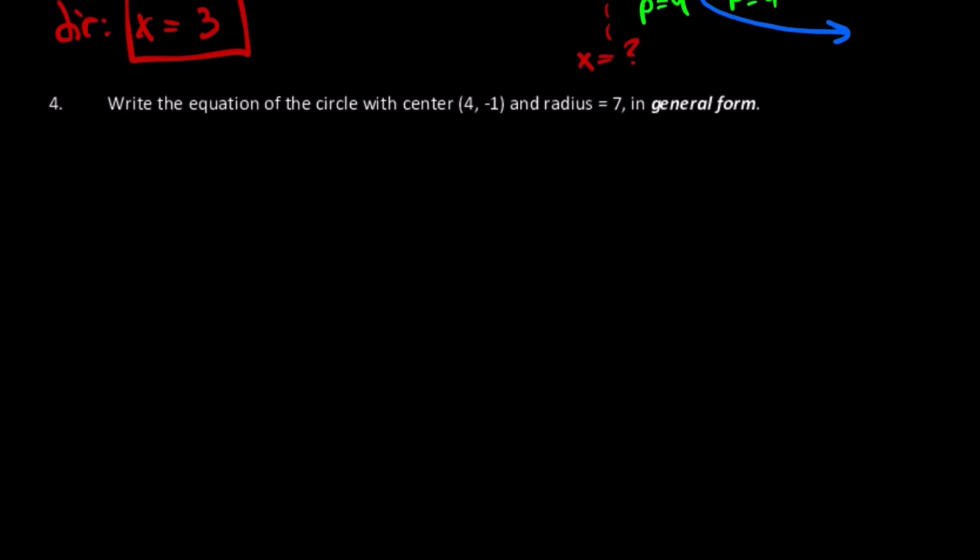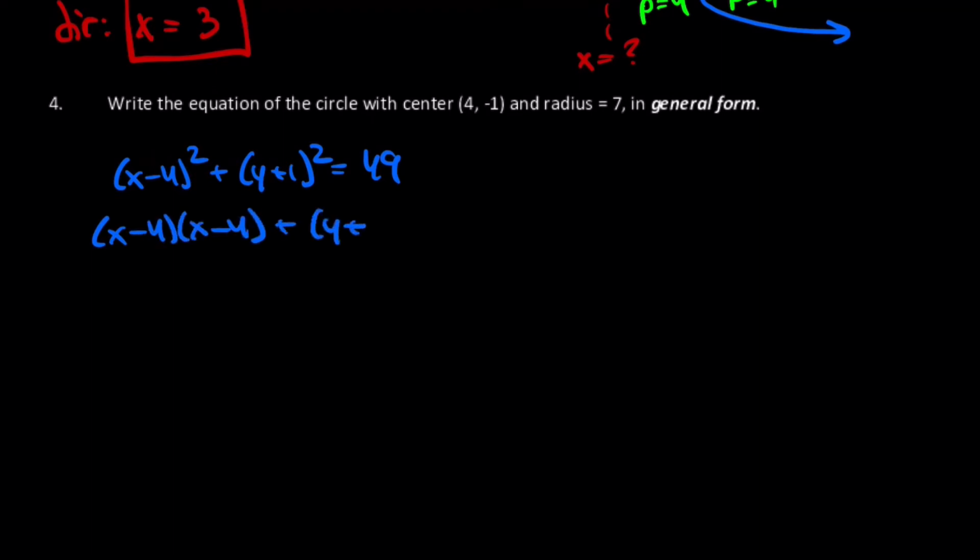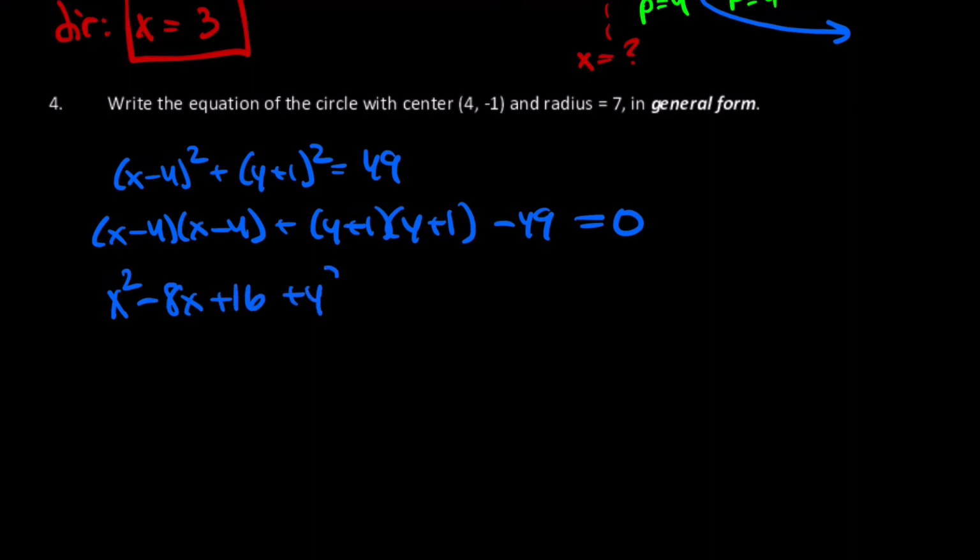Getting the standard form equation for this is pretty simple. (x minus 4) squared plus (y plus 1) squared equals 49. So what I need to do now is multiply all this out, and you have to subtract 49 over to this side so it's equal to 0. So I'll just go through this process quickly. Multiplying x minus 4 times x minus 4 gives you x squared minus 8x plus 16. Y plus 1 times y plus 1 will give you y squared plus 2y plus 1, minus 49.